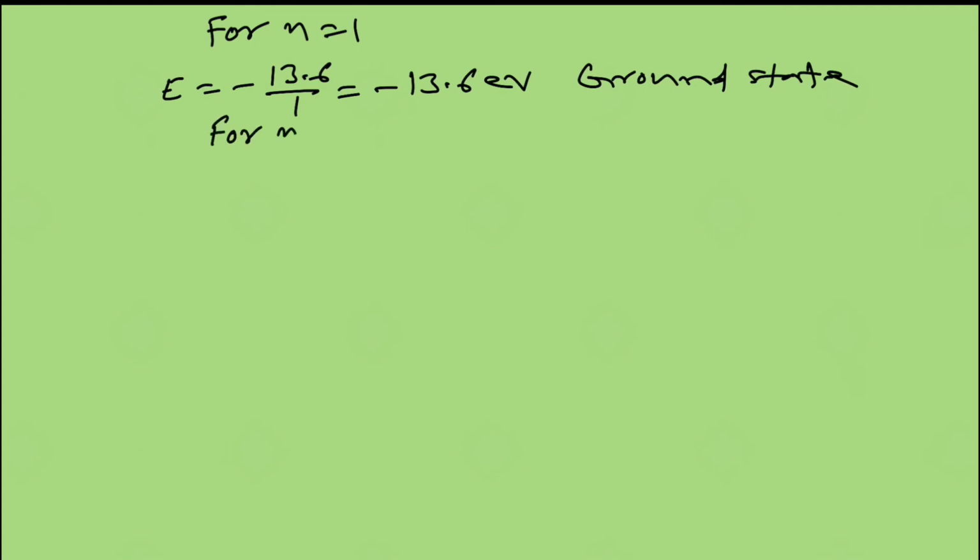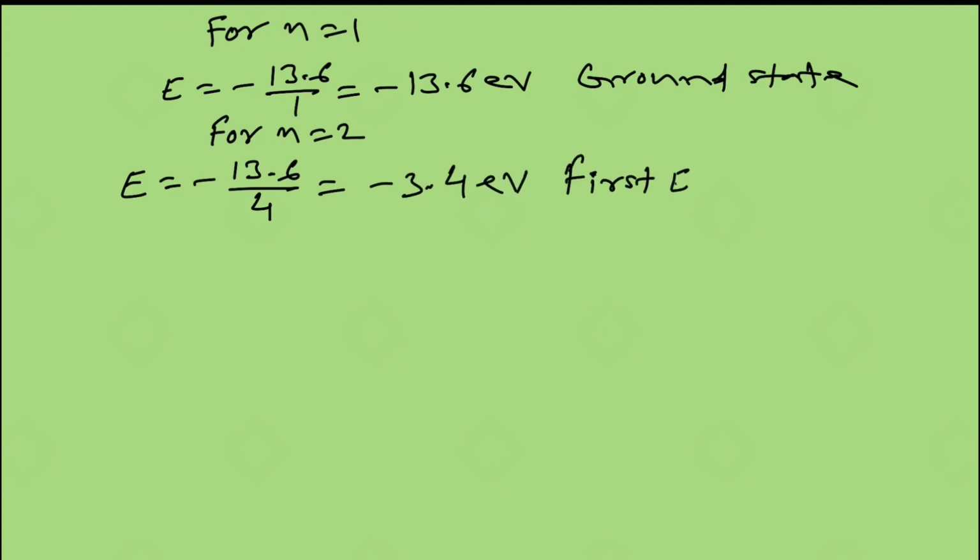For innermost orbit, n is equal to 1. Therefore, E is equal to minus 13.6 upon 1. So, it is minus 13.6 electron volt. It is the energy of ground state. For n is equal to 2, we will get minus 13.6 upon 2 square is 4. If we simplify, we get minus 3.4 electron volt. It is the energy of first excited state.